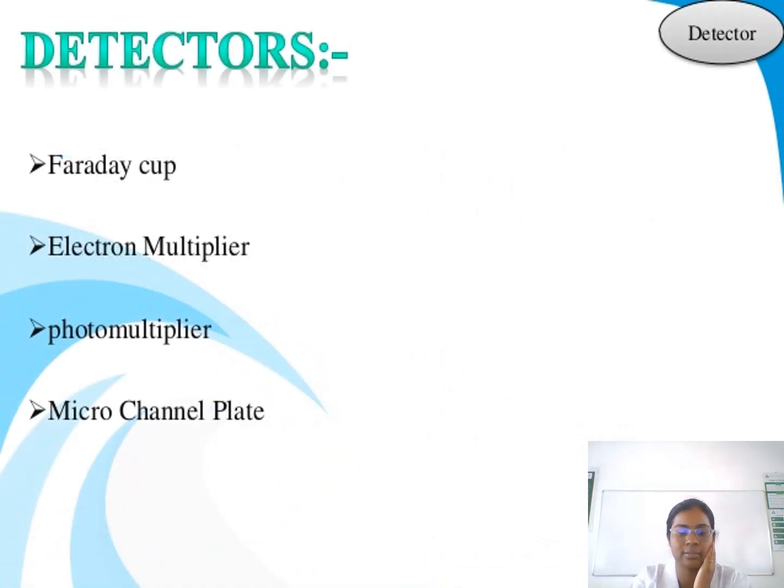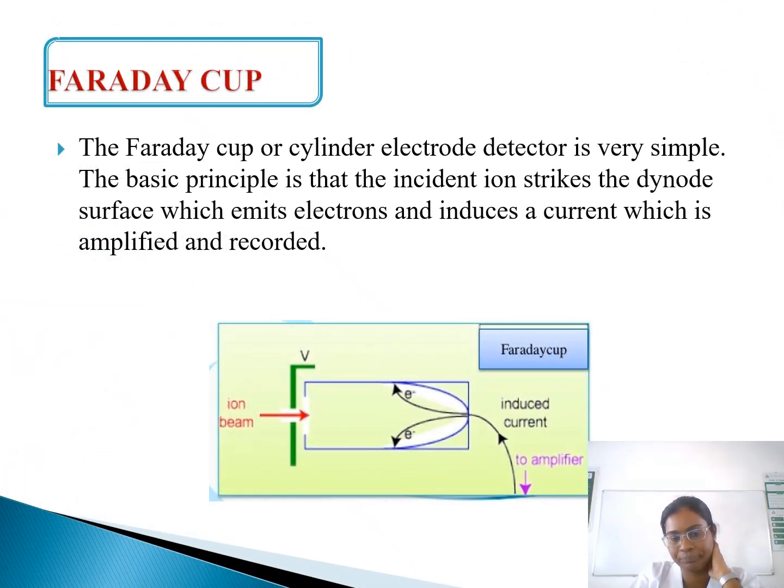So what are the detectors? Finally, molecules are separated by the analyzer and go to the detector, which converts the signal. What types of detectors are used here? The first one is the Faraday cup and electron multiplier, then the photon multiplier detector and microchannel detector.